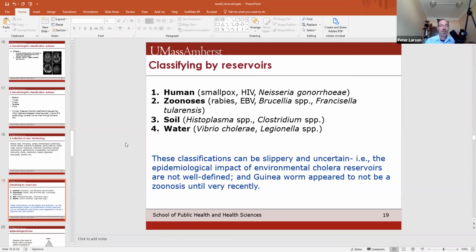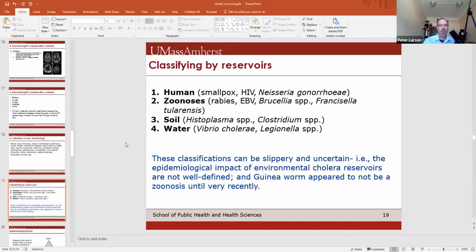And zoonoses are right now, I think, the most important diseases, pathogens out there. HIV was originally a zoonosis. It jumped from animals to humans. Things like rabies, for example, don't transmit well from human to human because we tend to isolate ourselves. We tend to isolate people with rabies. Human transmission of brucella does occur, but it's rare.